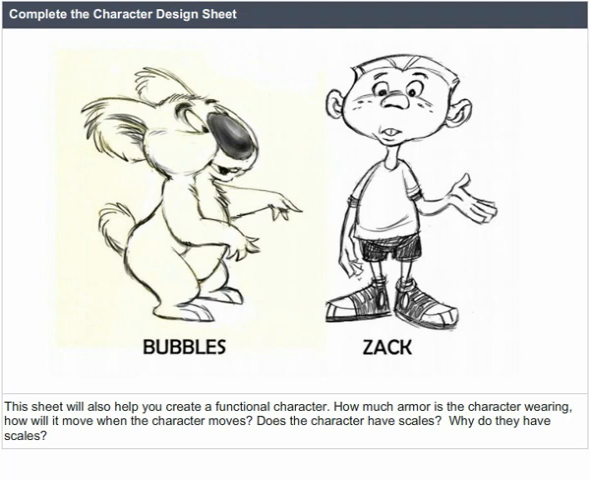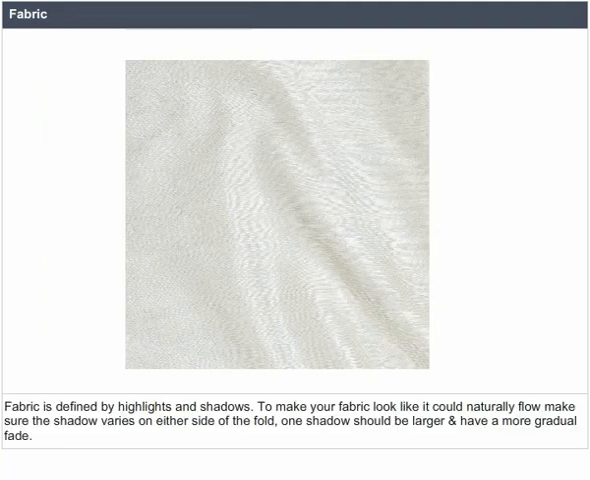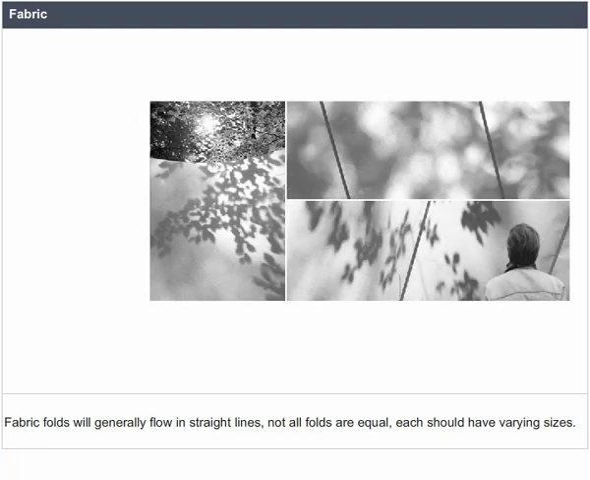Fabric. Fabric is defined by highlights and shadows. To make your fabric look like it could naturally flow, make sure the shadow varies on either side of the fold. One shadow should be larger or have a more gradual fade. Fabric folds will generally flow in straight lines. Not all folds are equal. Each should have varying sizes.